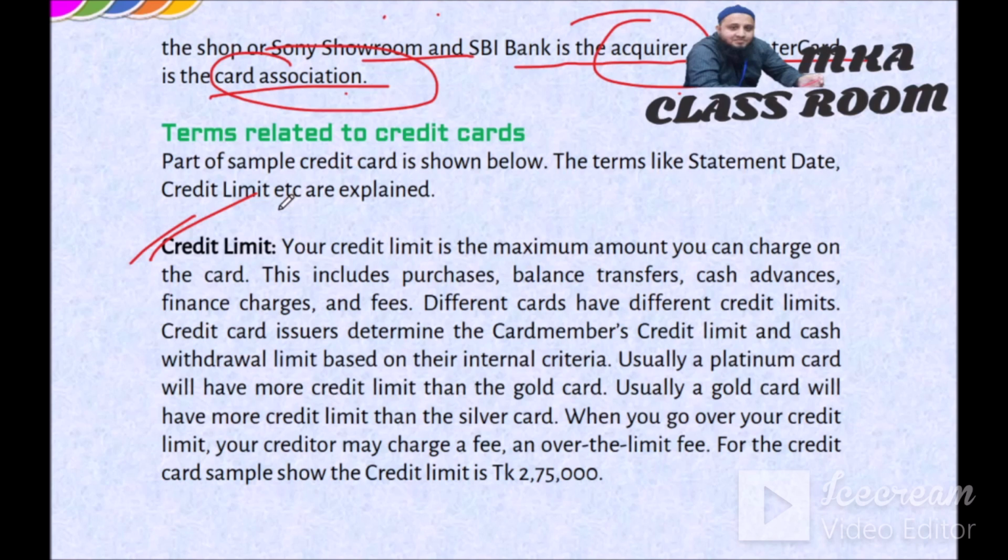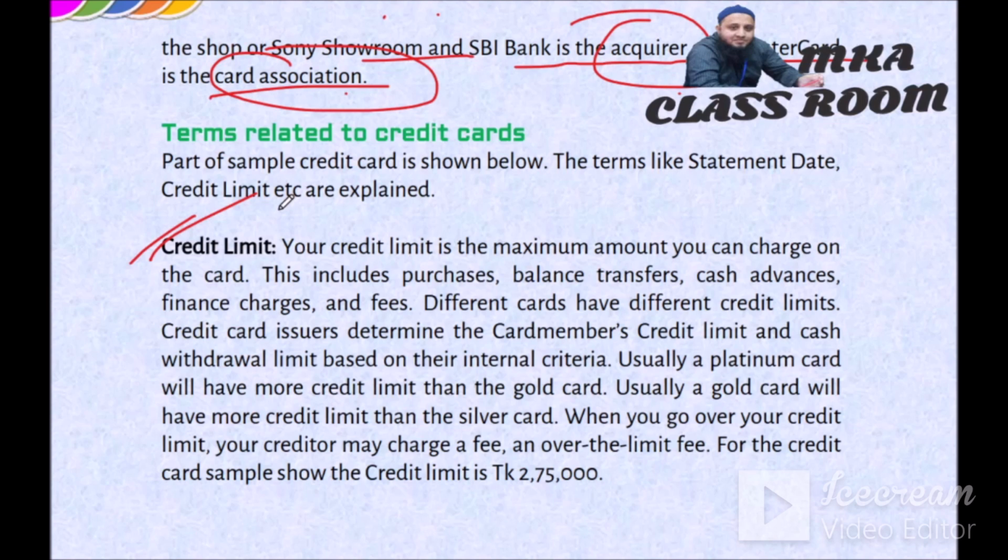So obviously a platinum card has a greater credit limit than a gold card, and a gold card has a greater limit than a silver card. It may vary from bank to bank, and from card to card, that means platinum card, titanium card, gold card, executive card or classic card, etc. So these have different limits for different banks. That is the credit limit, that means the maximum amount of loan that the bank will give you to use.